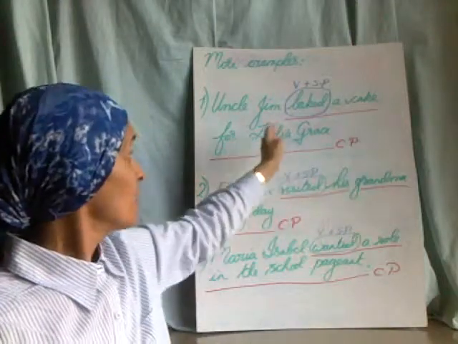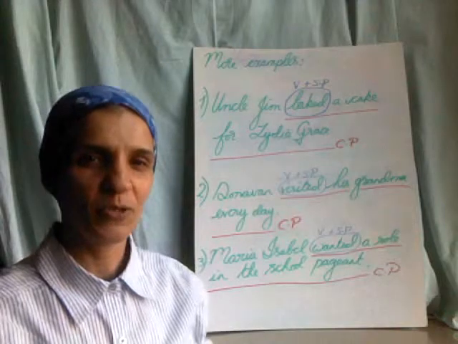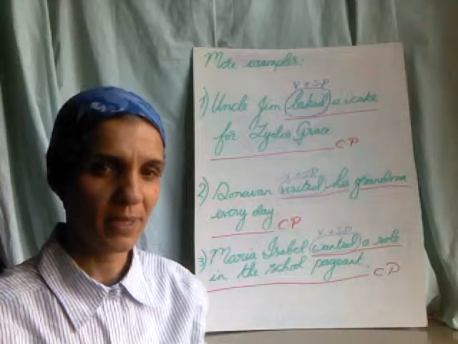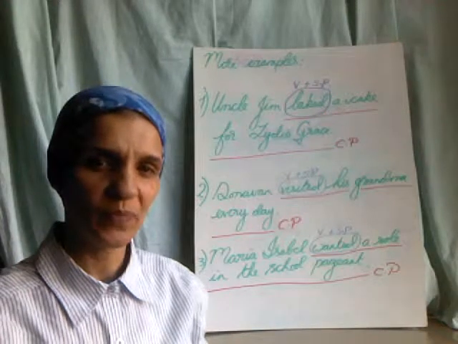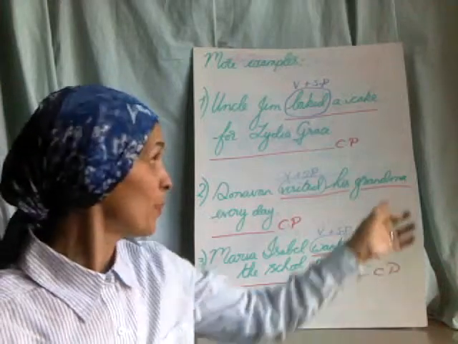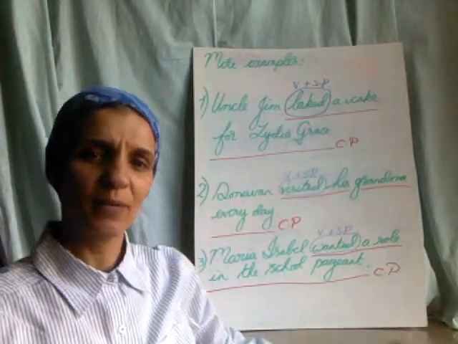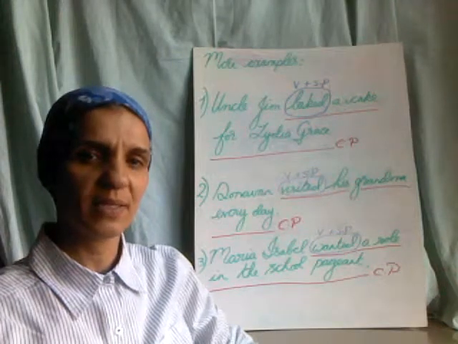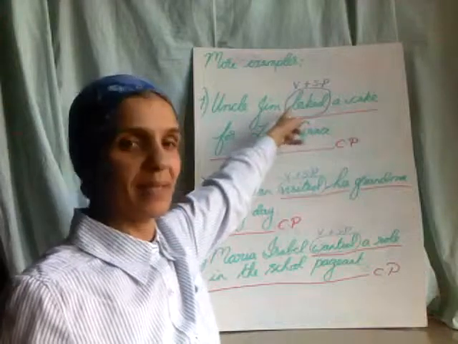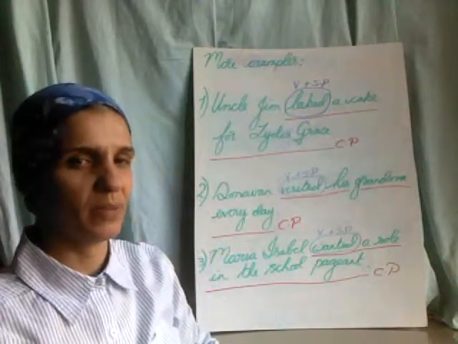Uncle Jim baked a cake for Lydia Grace. My subject is, who's the sentence about? It's about Uncle Jim. That's my subject. Okay, what did Uncle Jim do? He baked a cake for Lydia Grace. That is the complete predicate, the red part, it's underlined. And then when I want to find my simple predicate, I say, what is the verb? And the verb is the word baked. That is my verb, and it's also my simple predicate.